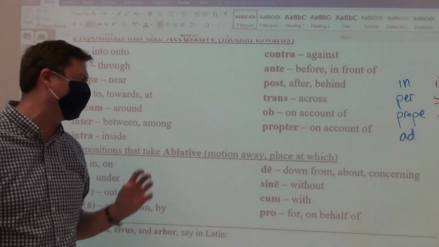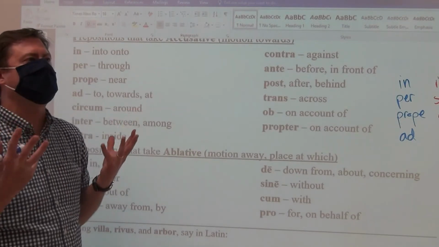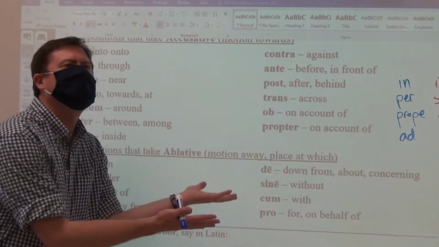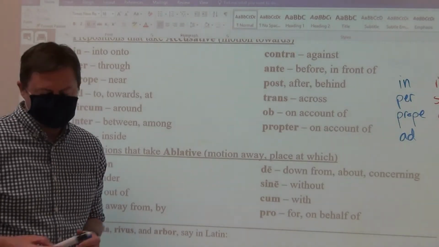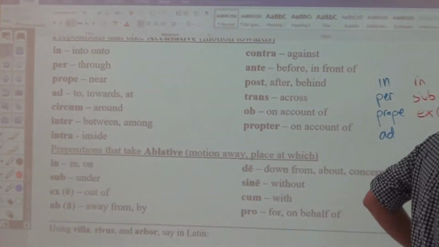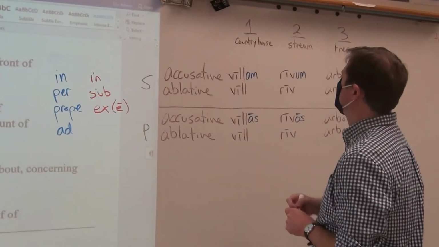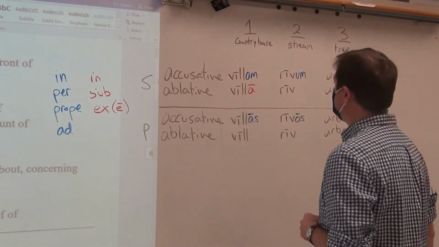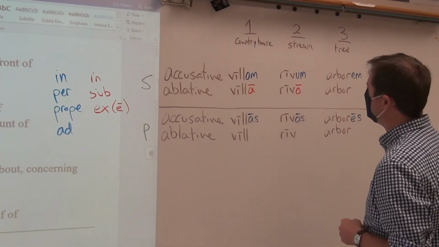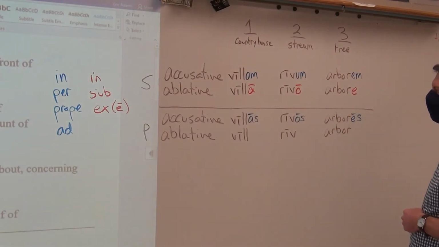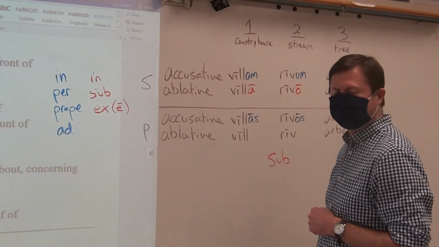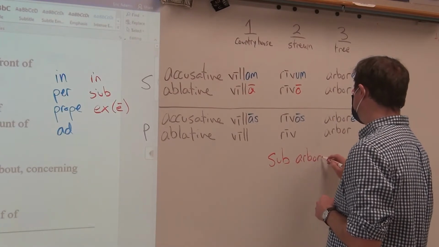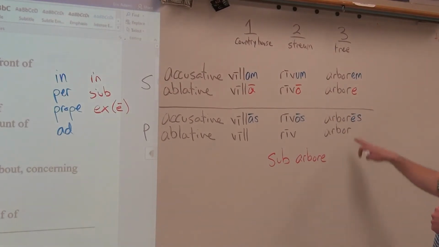And in general, if the preposition is indicating a stationary location, place at which, or motion away, then it would require its objects to be in the ablative case. And thus we can then go and put our ablative forms on the right-hand side as well. And here we see villa as an ablative, rivo as an ablative, arbore. And that explains when we saw in chapter 1, sub, meaning under, it had to be sub arbore. It would not be sub arborem.